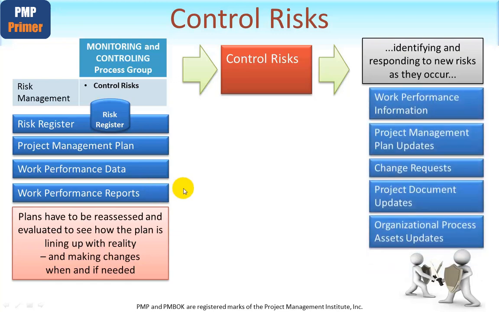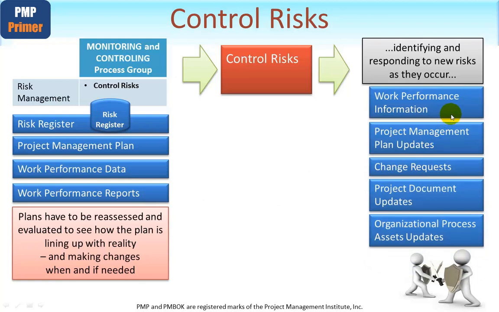Let's look at the outputs, quite a few here. As a result of carrying out any control actions on the risks and using the work performance data on the input, we can produce the work performance information after appropriate analysis within the control risk process. Various parts of the project management plan will need to be updated. For example, cost and schedule baselines, and quite naturally change requests are an important output here from control risks.